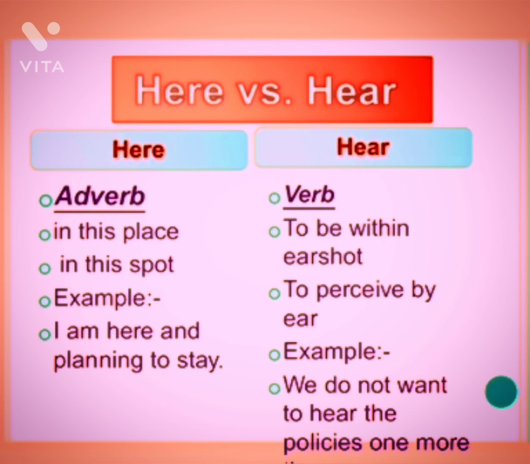Next is here and hear. Here is an adverb. In this place, in this spot, is the meaning of here. For example, I am here and planning to stay. And hear is a verb, to be within earshot, to perceive by ear. For example, we do not want to hear the policies one more time. Hear means to listen to something.